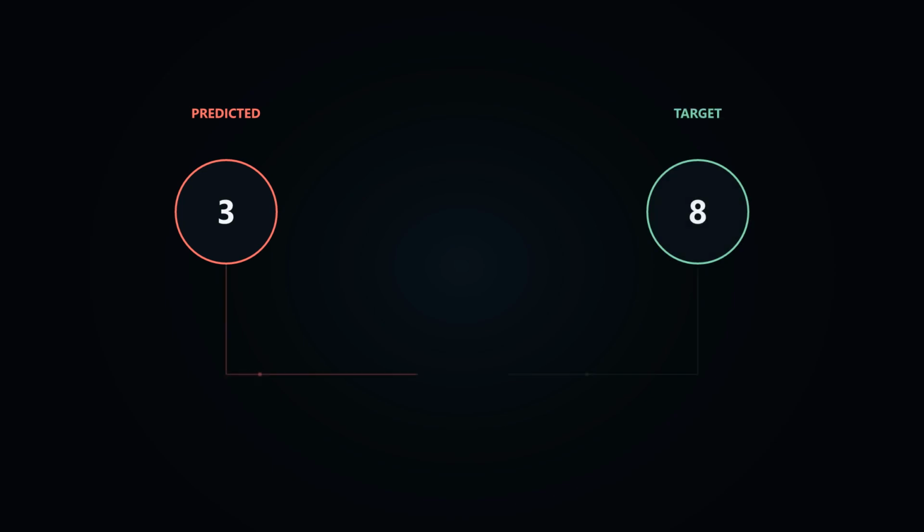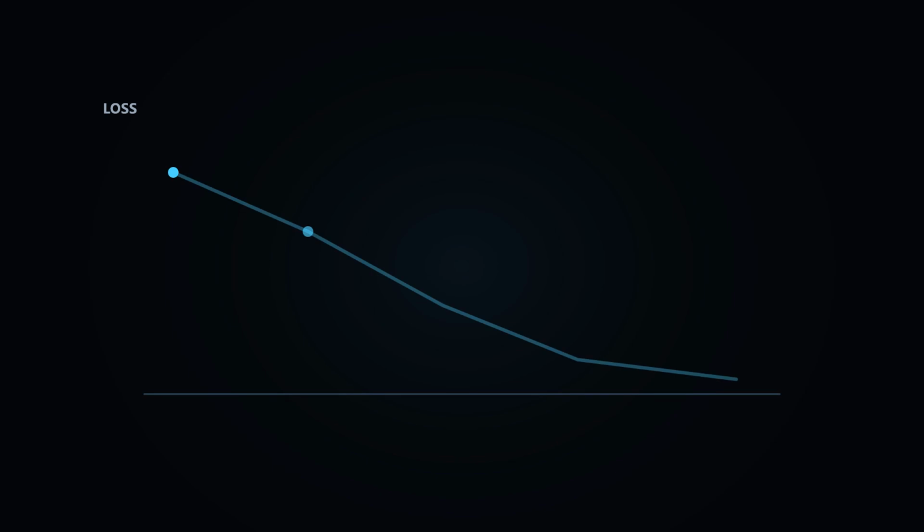Now, the target appears beside the prediction. Expected 8, predicted 3. Training needs a rule that turns this mismatch into one number. That rule is called a loss function. A small loss means the prediction fits the training objective well. A large loss means it fits poorly. The exact formula depends on the task, but its job is always to give optimization a direction.